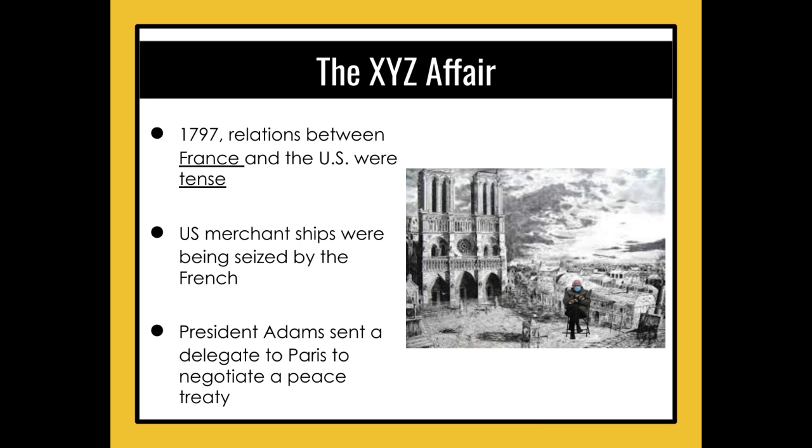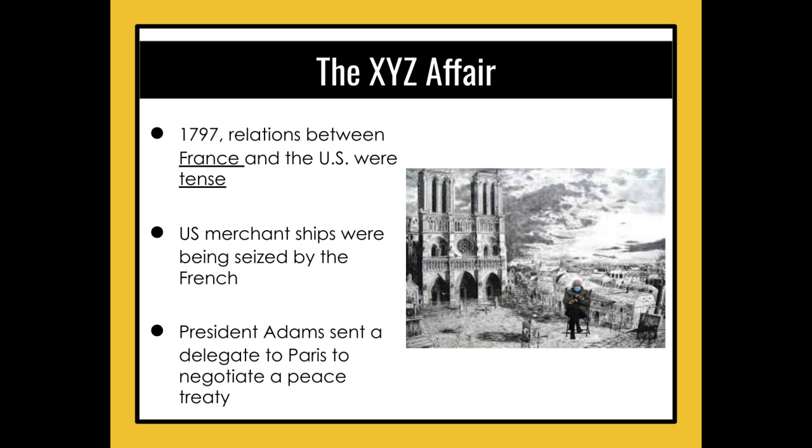In 1797, the relationship between France and the US was pretty tense. We know that when Washington was president, he signed a neutrality proclamation that stated that we were not going to get involved in foreign affairs. So at this time, France was a little upset because they had helped the United States, and the United States was not returning the favor. Therefore, U.S. merchant ships were being seized by the French.